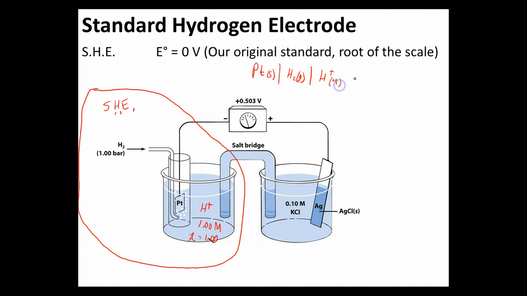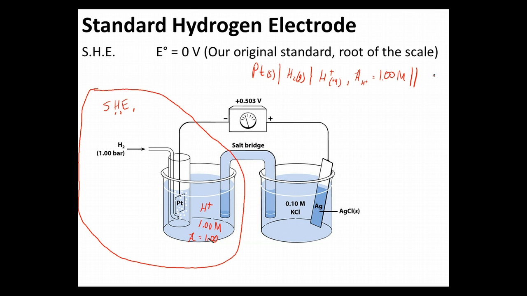We specify that it's aqueous, and since this is something that matters a lot for the construction of it, we'll even go ahead and write our concentration, or better still, activity, 1.00 molar. This is going to be the edge of our half cell. From here we'll have our salt bridge, and then we'd have the other half cell involved. So that would be our cell notation for the standard hydrogen electrode.